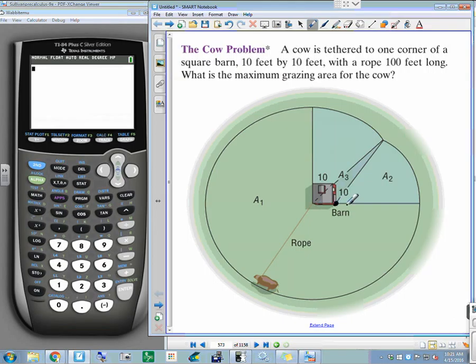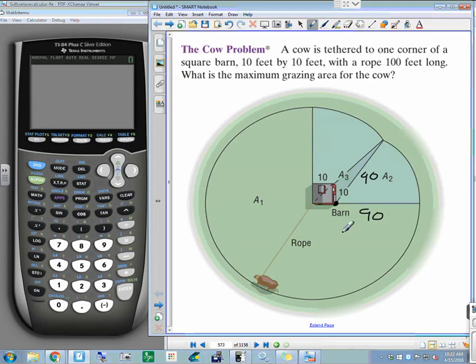That's 10 feet. So now how long is the radius that it can go from that corner being swept around? Well, the rope was 100 feet, right? And so now 10 feet are cut off. So now there's only 90 left here, right? And then 90 would be sitting up over here.